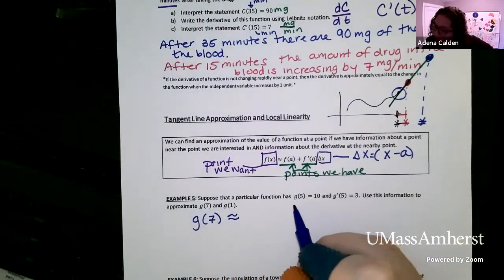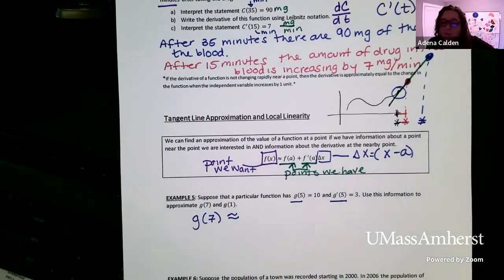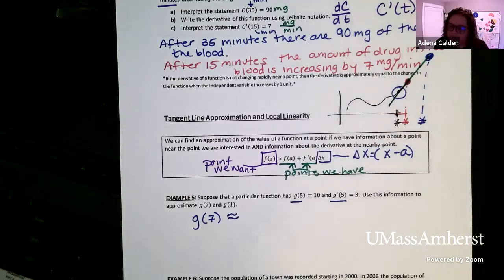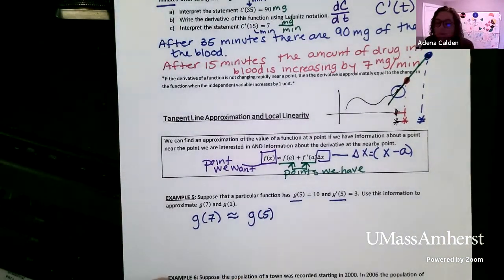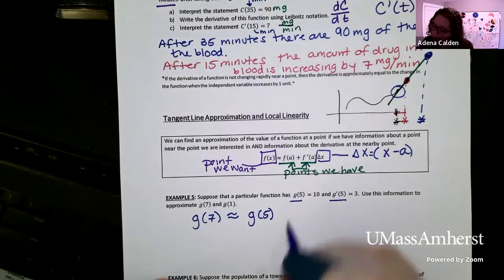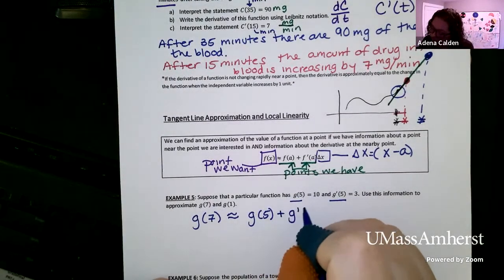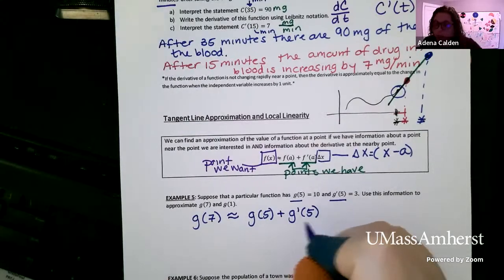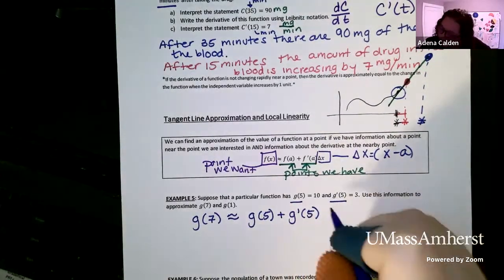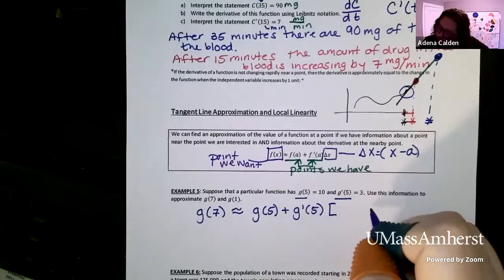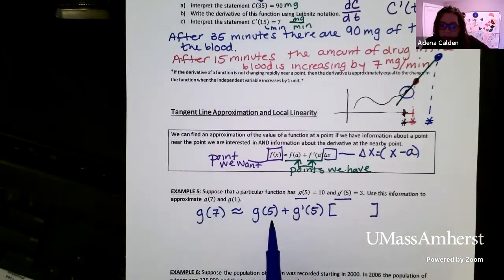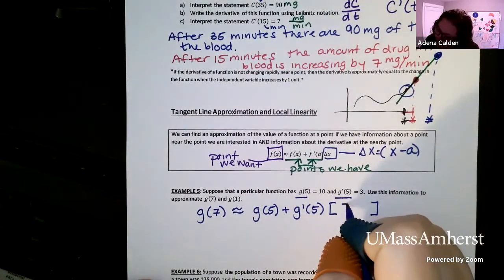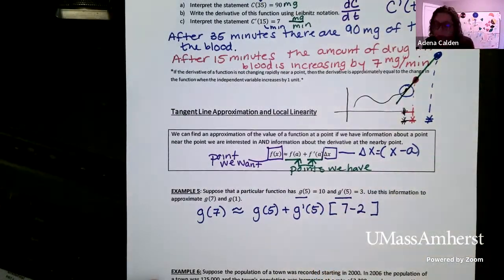Now we go to the point we have. So notice that we have g of 5 and g prime of 5. That's the information we're given, and that's the point we have. So we know that g of 7, we can take the value of g of 5 and add to it g prime of 5, which is going to be the rate at which we were changing, times the difference between the point we want and the point that we have. So we're going to do 7 minus 2 here.